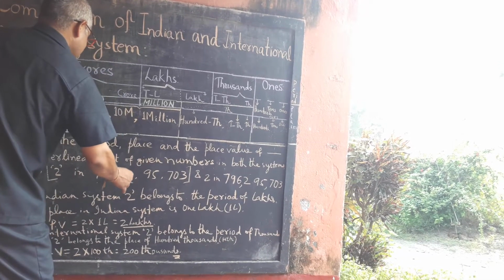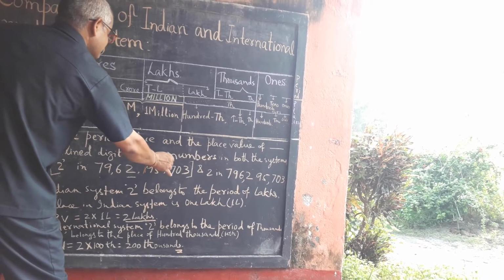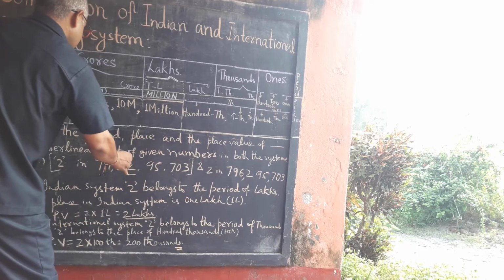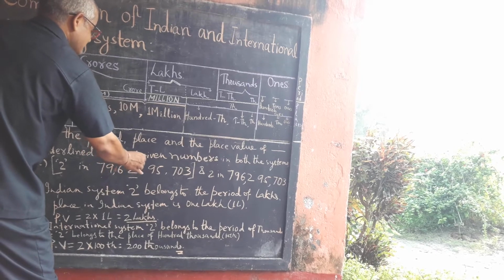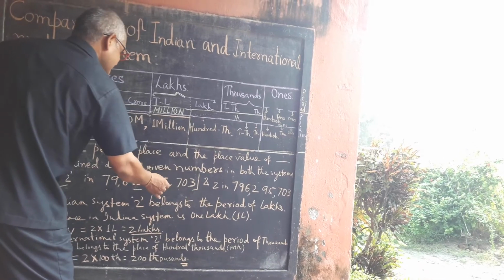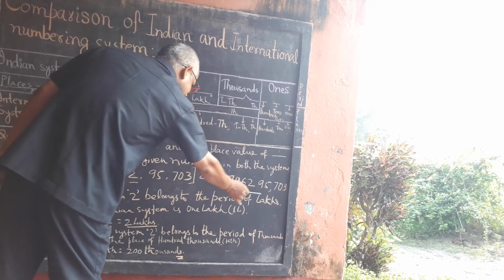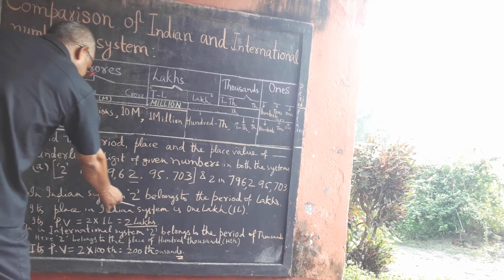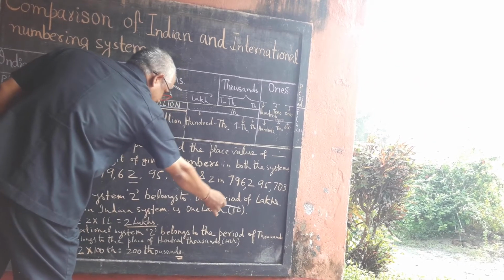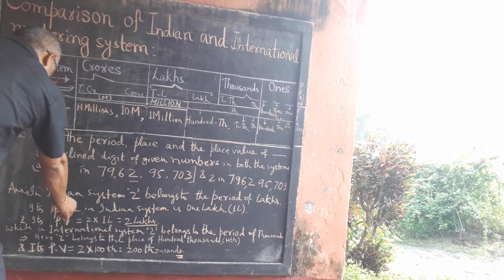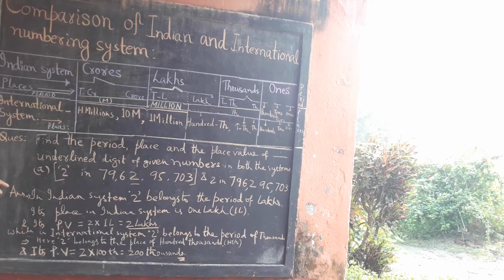And when you go ahead, then it becomes 62,95,703. If you go more ahead, then it becomes 79 crores 62 lakh 95,703 in Indian system. So in Indian system 2 belongs to the period of lakhs. Its place in Indian system is 1 lakh. In abbreviated form it is written as 1 lakh. And its place value is 2 into 1 lakh is equal to 2 lakh. So this is all about Indian system.